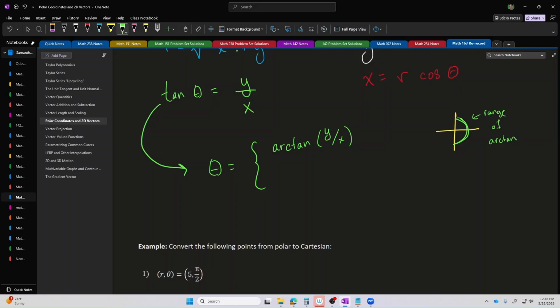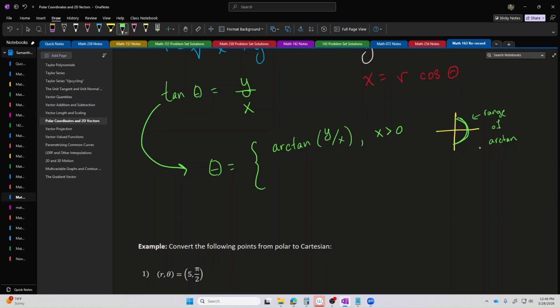So this formula can only be used to find angles that exist here on the right half of the xy plane. This formula, in other words, can only be used in instances where your x-coordinate is positive, putting you on the right half of the xy plane.